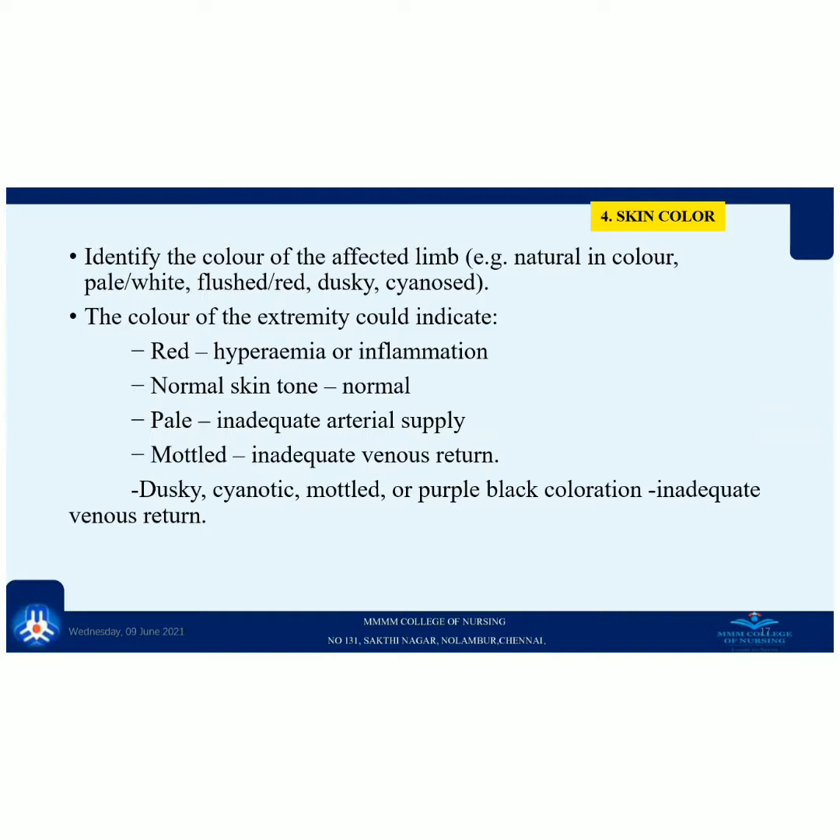Mottled skin color indicates inadequate venous return, whereas dusky, cyanotic, mottled, or purple-black coloration indicates inadequate venous return. And shiny and pale skin indicates compartment syndrome. So note these color changes and record them in the patient chart appropriately.